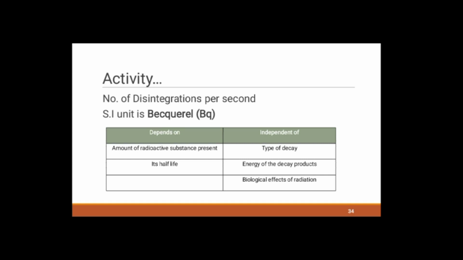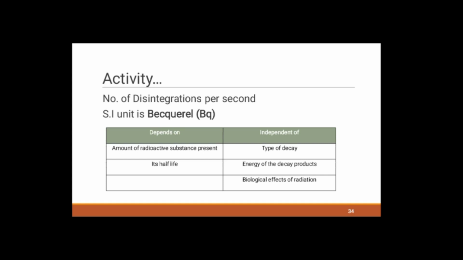And these are some of the factors that depend on and which are independent of the activity. The activity, as we have seen in the equation R equal to 0.693 N by T half, is directly proportional to N, that is the number of nuclei, and is inversely proportional to the half-life. And these are the two factors that the activity depends on, and factors like type of decay, energy of decay products, and biological effects of radiations are independent of the activity.